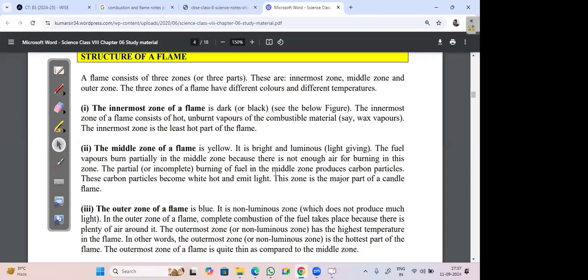The outer zone is the non-luminous zone. It doesn't produce any light. It produces only heat. Complete combustion takes place in the outermost zone. If you observe that your flame is producing a lot of yellow and orangish flame, that means your fuel is not burning completely. If you find some dark particles being present, it means your fuel is not burning properly.